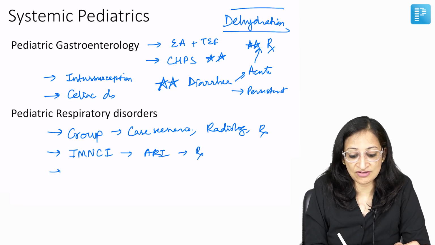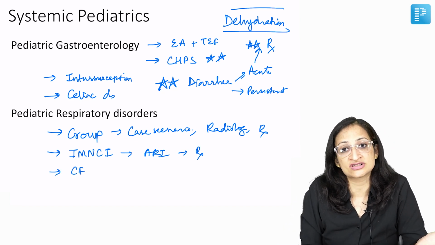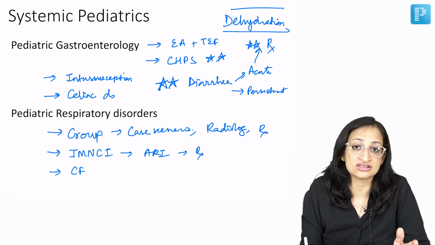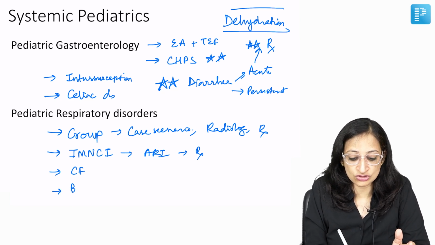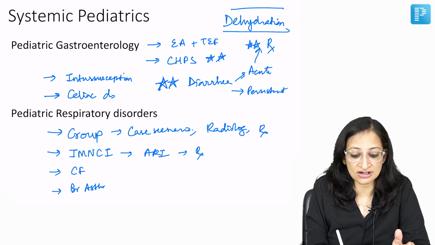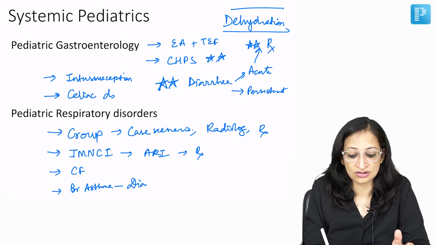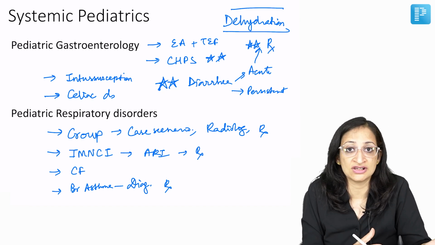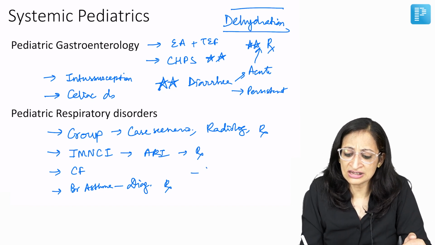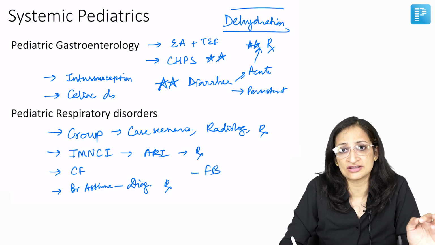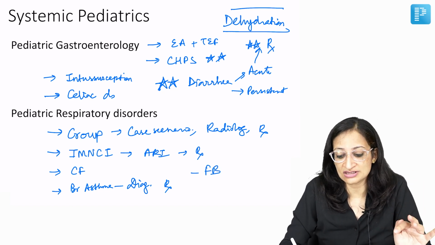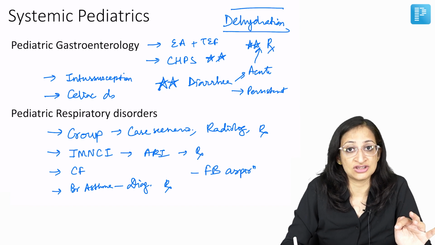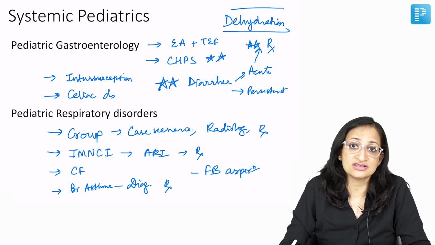Apart from that, cystic fibrosis, you often get questions related to its clinical features and diagnosis. So that is important. Bronchial asthma also, you sometimes get questions, especially related to the diagnostic criteria: how much improvement is there with bronchodilators, how much should be the diurnal variability, and so on. Recently, in again an INI-CET pattern question, there was a case scenario on foreign body aspiration. So that again is important.